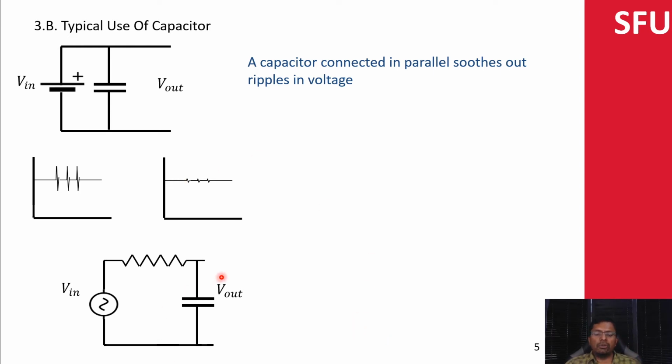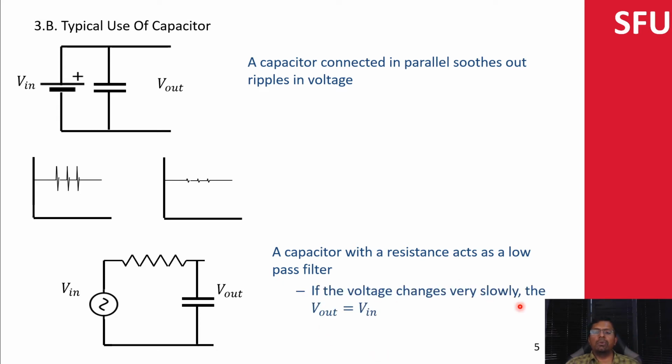The other use of the capacitor shown here is known as the low pass filter. If you have a constant voltage, it's just going to be outputted. But if you have a very fast varying voltage, the current just passes through the capacitor and you don't have an output. To write it out: if the voltage changes very slowly, V out will be equal to V in; if it changes very quickly, V out will be equal to 0. That's the function of the low pass filter.